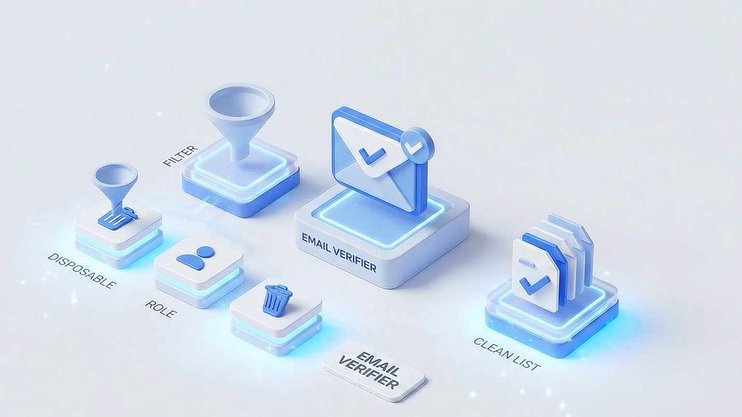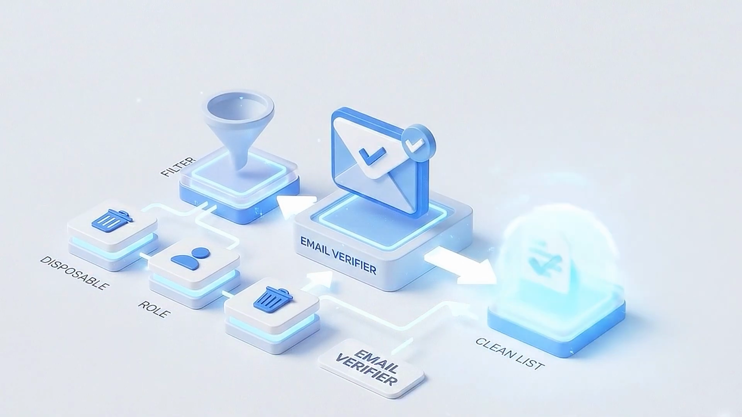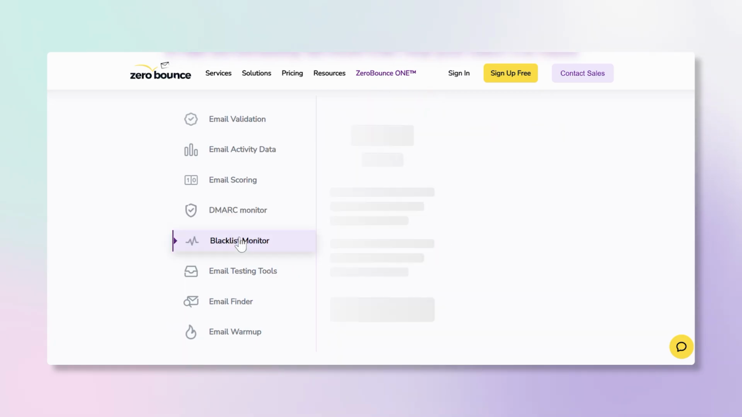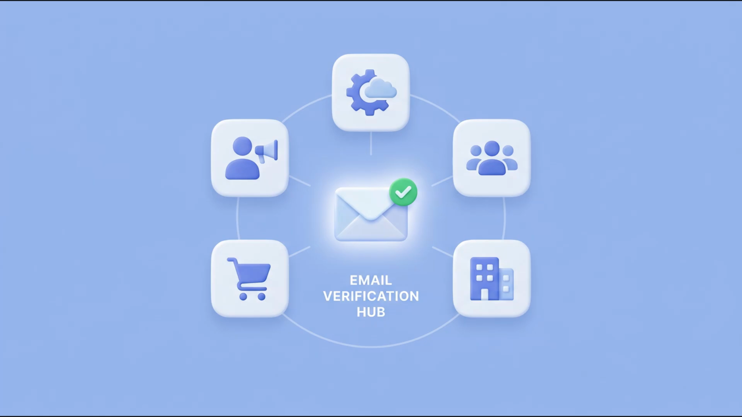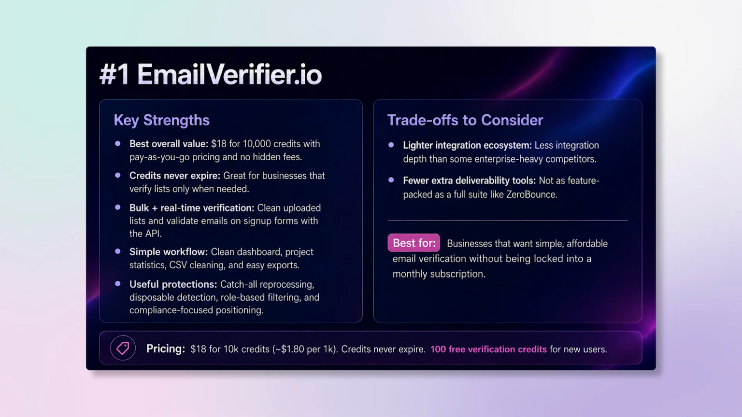If all you need is email verification, real-time API validation, disposable email detection, role-based filtering, and clean list exports, then a big deliverability suite can start to feel like buying a spaceship when you only needed a bicycle. ZeroBounce is powerful, but that power comes with more complexity and often higher cost. For advanced deliverability teams, it makes sense. For everyday marketers, SaaS founders, agencies, e-commerce brands, and businesses that simply want cleaner email lists, MillionVerifier.io is easier to recommend because it focuses on the core workflow and keeps the pricing straightforward.